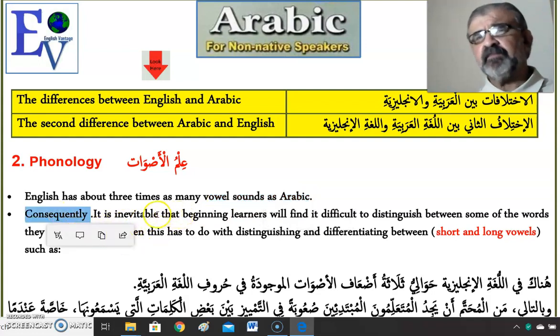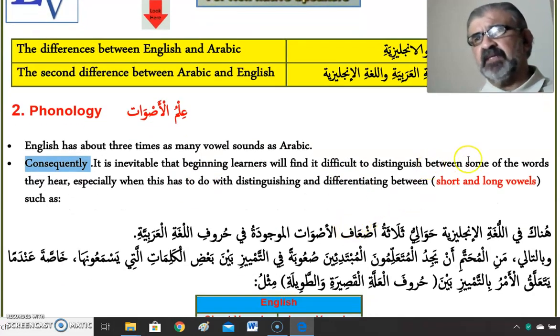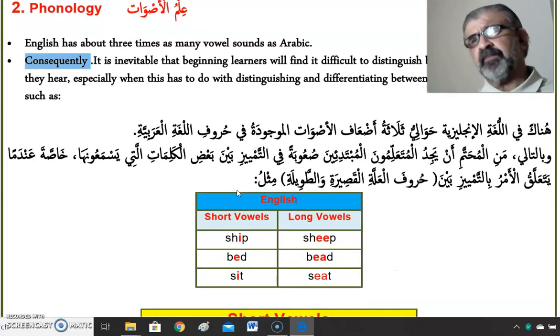Consequently, it's inevitable that beginning learners will find it difficult to distinguish between some of the words that they hear in Arabic, especially when this has to do with distinguishing and differentiating between short and long vowels. And I believe this concept is very important for beginners, and if they master this, they will find it so easy to comprehend and use Arabic in the future.